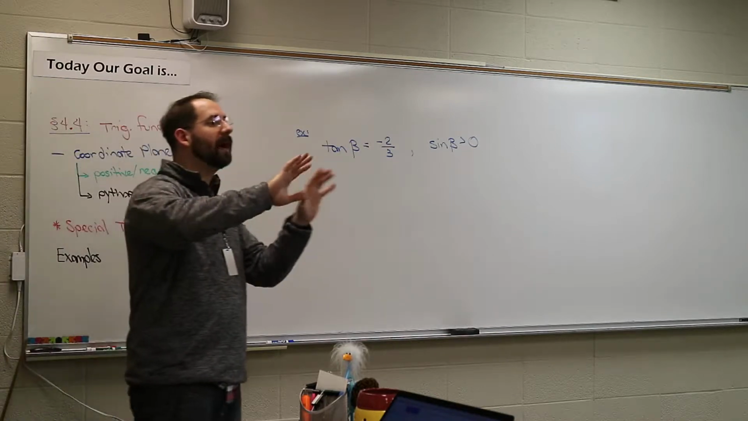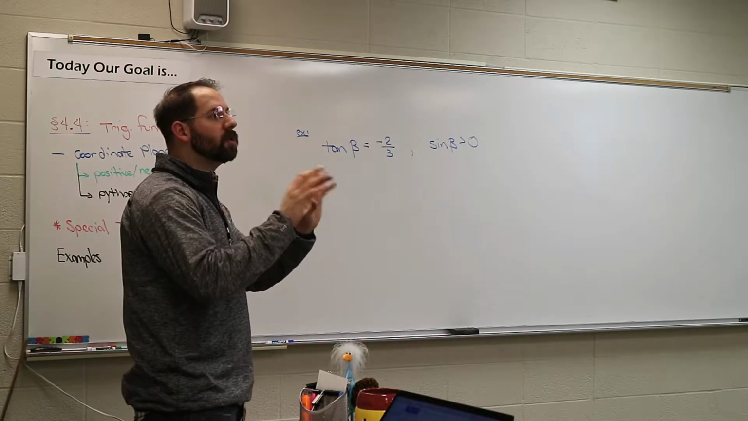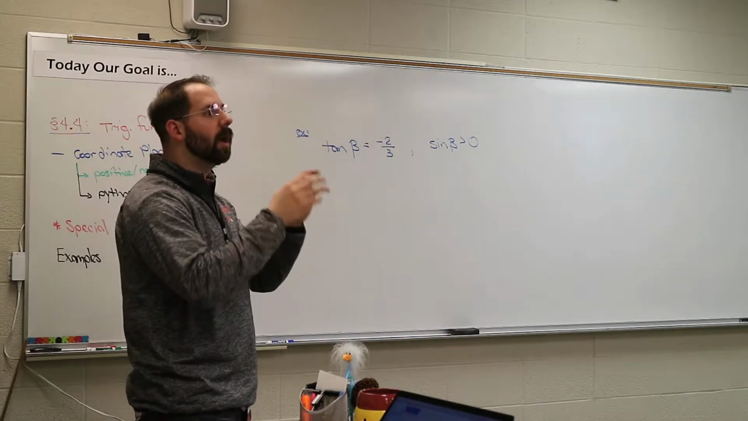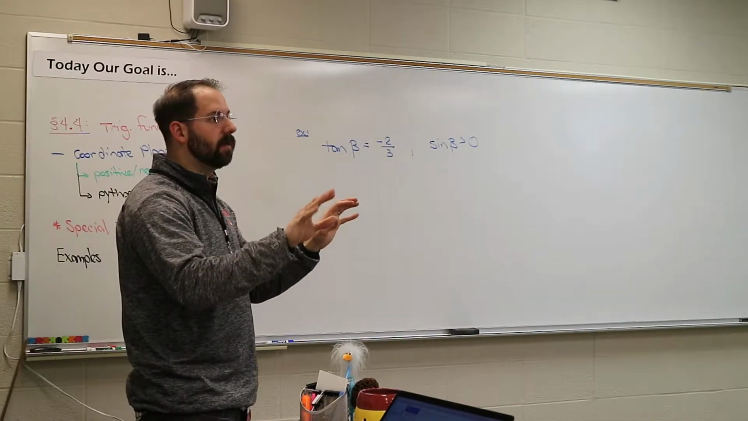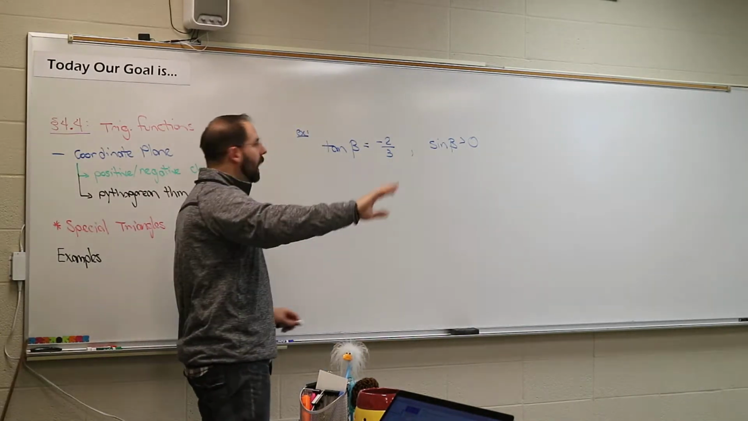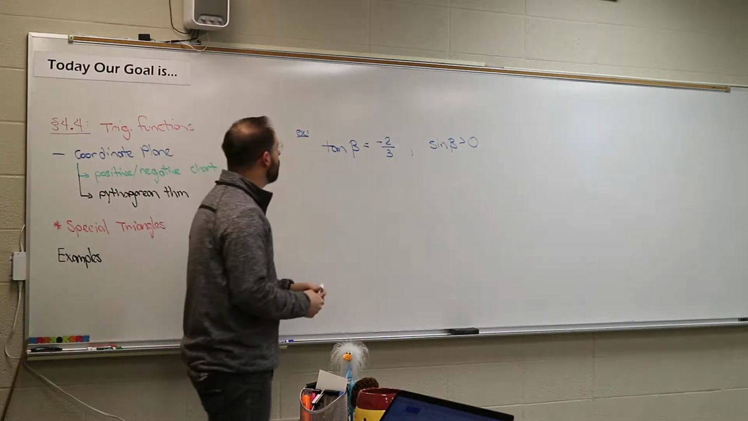So the positive negative chart is used for telling where the trig functions, all six of them, sine, cosine, tangent, are positive or negative. That's what we use it for. So on this one, that was the whole point, we need to explain this.